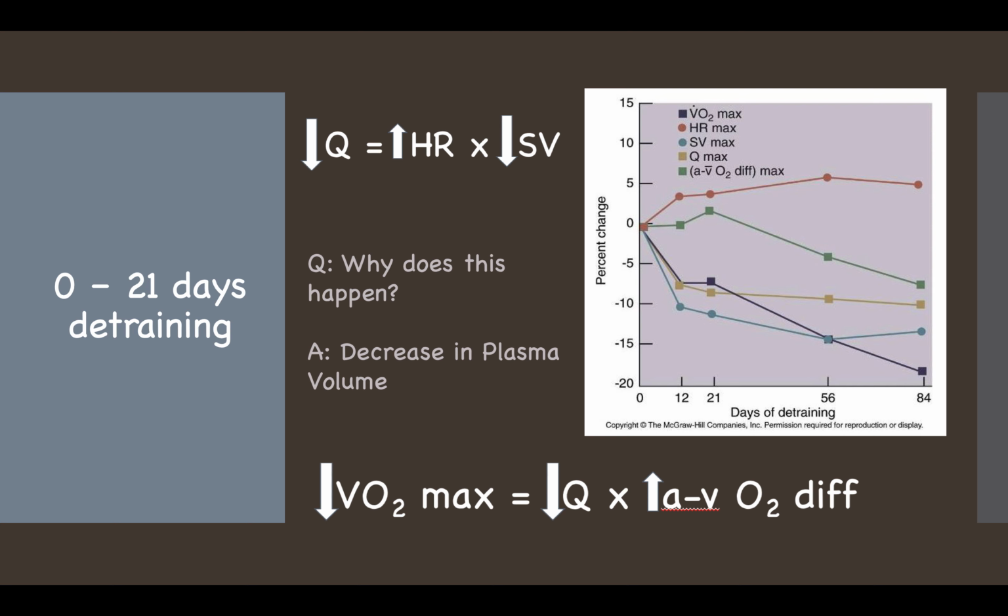When we look at VO2 max in the first 3 weeks, VO2 max is the purple line, and that decreases at about the same rate and the same amount as the cardiac output. So the decrease in VO2 max that we see in the first 3 weeks is primarily due to the decrease in cardiac output, because the AVO2 difference pretty much doesn't change at all in the first 12 days, and then we see a very slight increase from 12 days to 21 days. So in the first 3 weeks of detraining, we've got a decrease in cardiac output and a decrease in VO2 max.